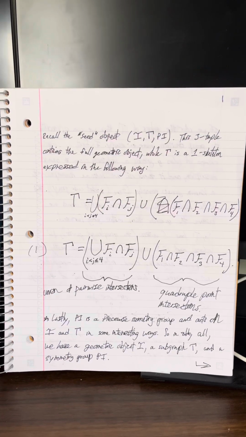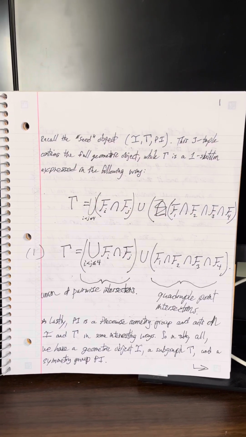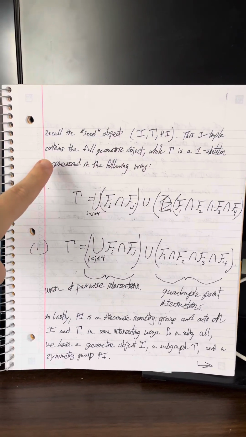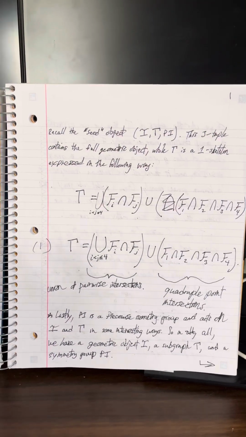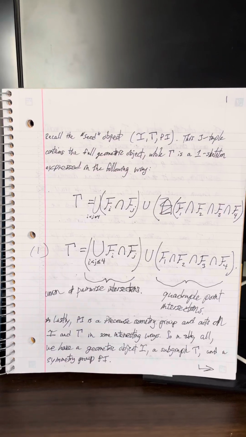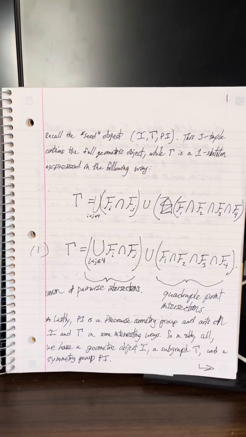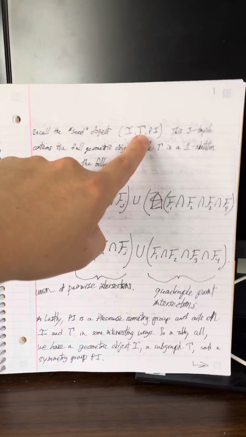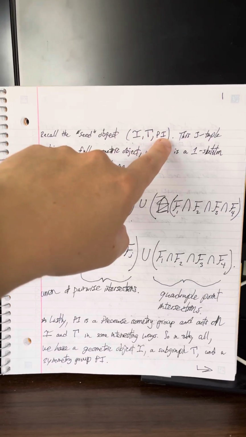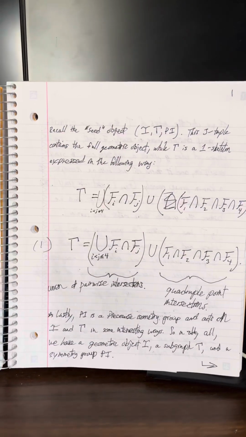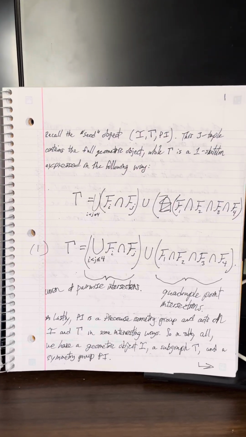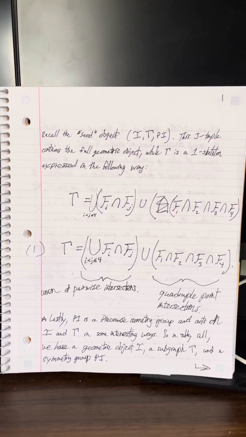So recall the seed object, mathcal I, gamma, and pi. And this is a three-tuple, which contains the full geometric object, so the seed object, or we can think of the interface construction, mathcal I, to be the full geometric object with its one skeleton, its subgraph, and the piecewise isometry group, which is sort of like, in CW complex or algebraic topology language, a piecewise cellular map.